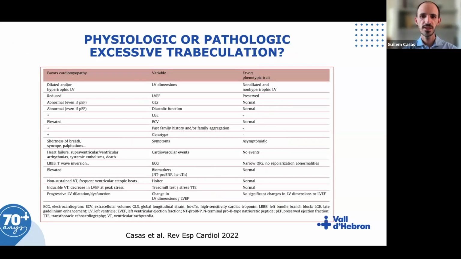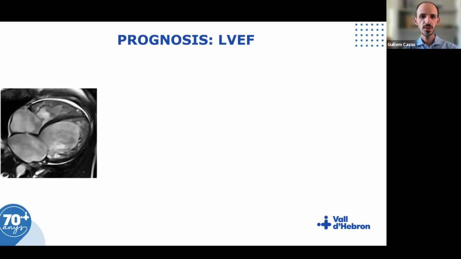Altogether, as I previously mentioned, I think that we have to assess the patient with excessive trabeculation in a comprehensive manner and not only focus on the degree or the ratio between the non-compacted and compacted layers, but take into account all the imaging parameters, including advanced ones such as strain and LGE quantification, but also, of course, symptoms, ECG, family history, and other complementary tests.